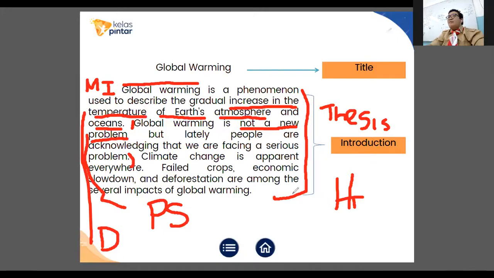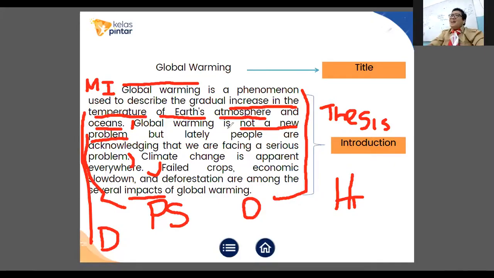Oke, katanya perubahan iklim itu tampak di mana-mana. Failed crops, economic slowdown, deforestation are among the several effects of global warming. Jadi ini juga adalah pernyataan pribadi dia, bahwa global warming itu menyebabkan gagal panen, kemudian perlambatan dalam ekonomi, ya, and deforestation are the impacts of global warming. Ini yang dia observe, ya, ini yang dia amati.